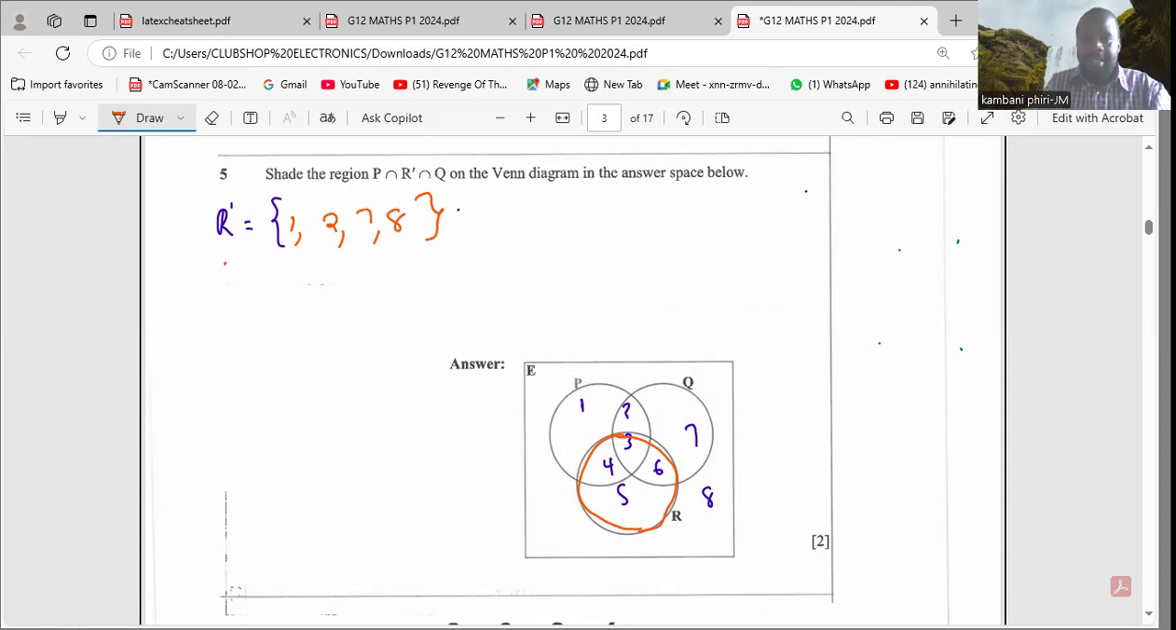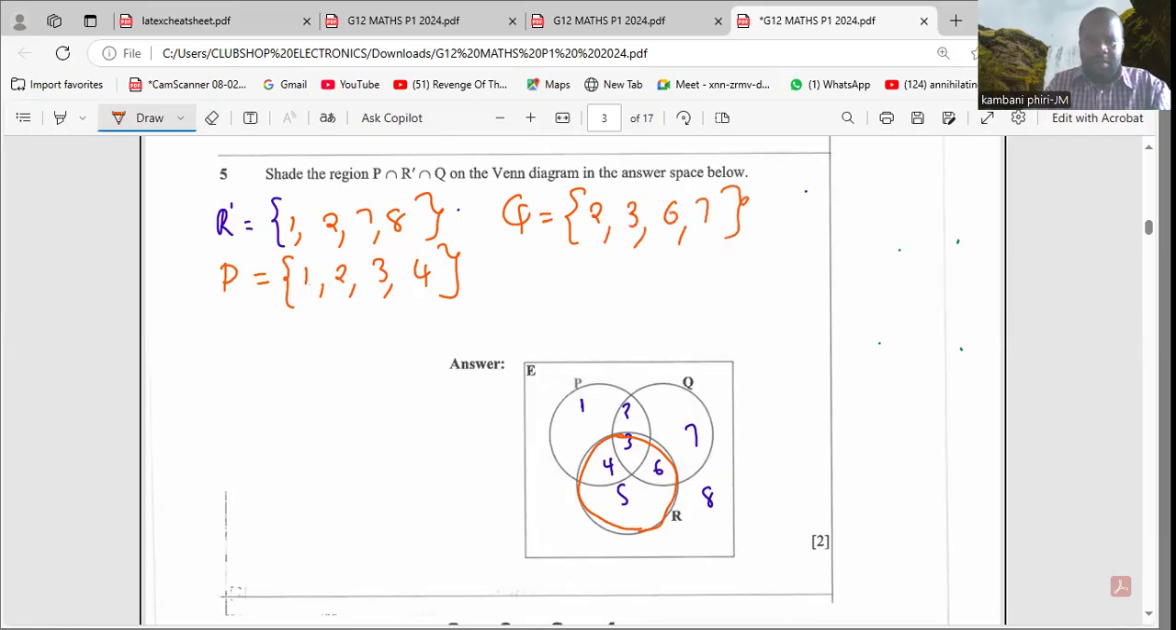Then you can pick Q, P. What is our P? 1, 2, 3, and 4. Then we get our Q. What is our Q? 2, 3, 6, and 7. So therefore, we should now select P intersection R complement intersection Q.